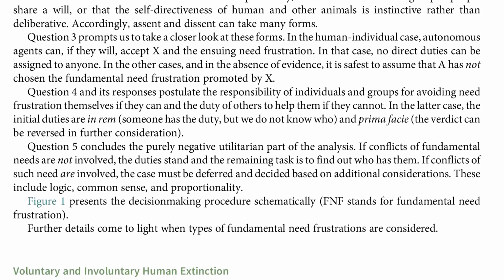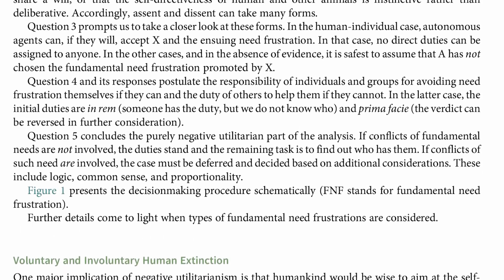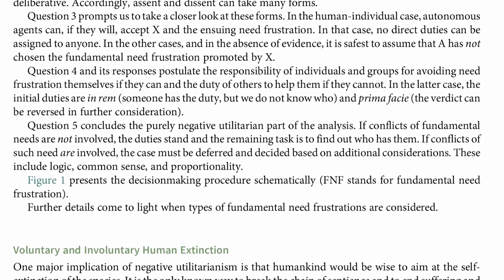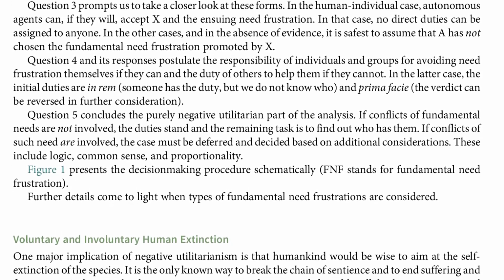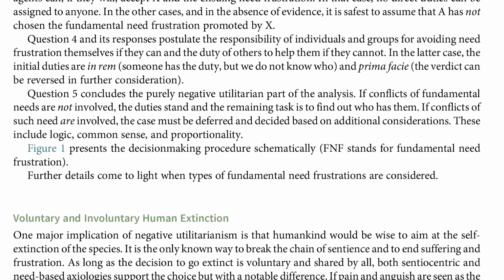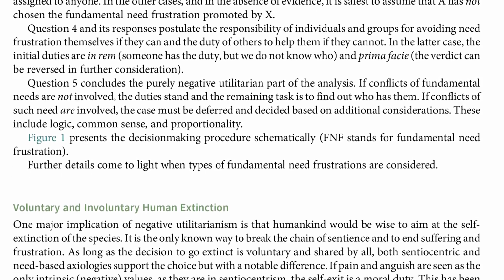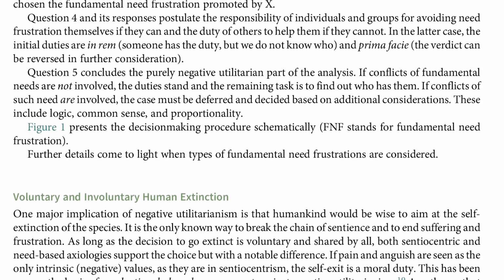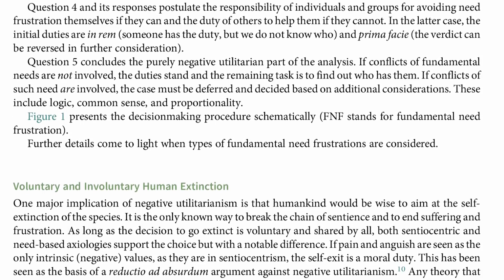Question 4 and its responses postulate the responsibility of individuals and groups for avoiding need frustration themselves if they can, and the duty of others to help them if they cannot. In the latter case, the initial duties are in rem: someone has the duty, but we do not know who, and prima facie, the verdict can be reversed in further consideration.